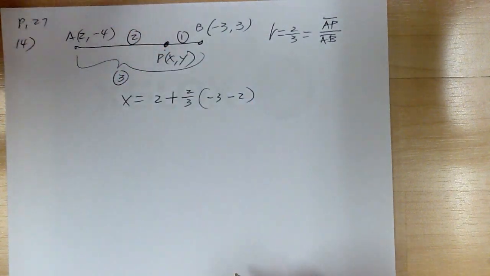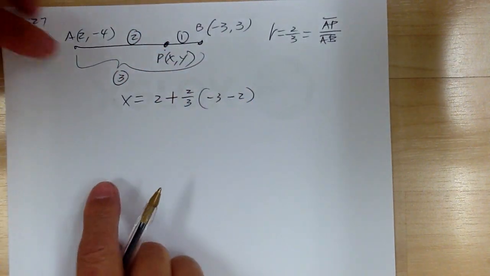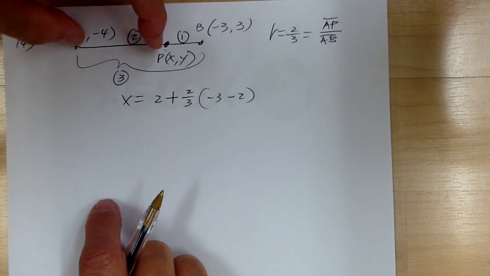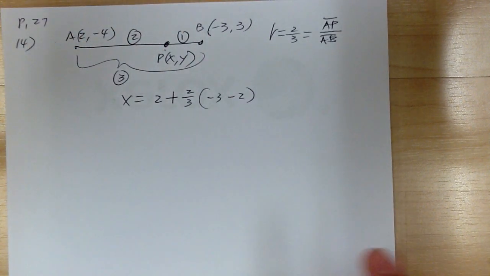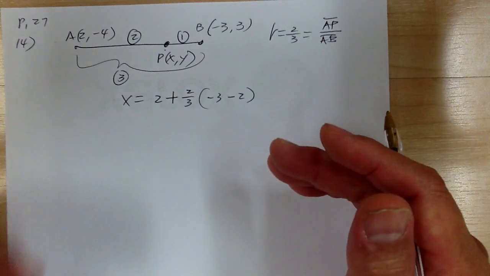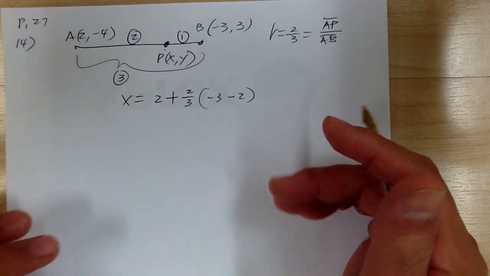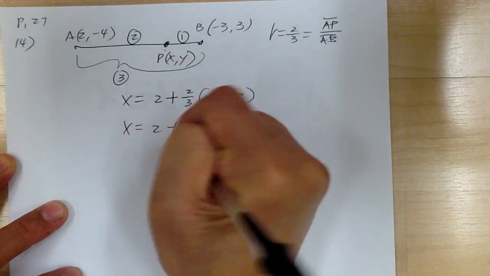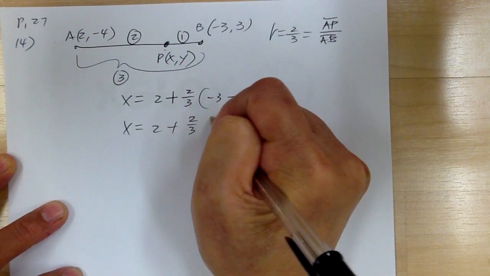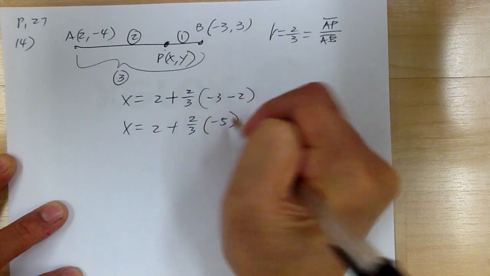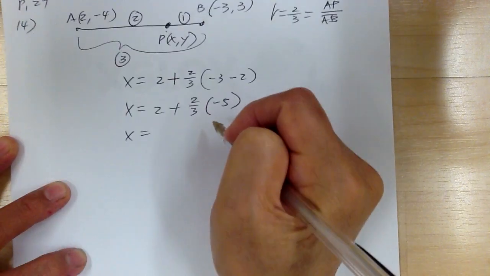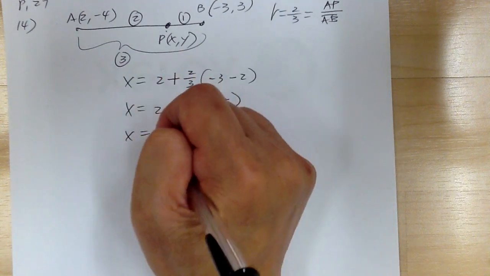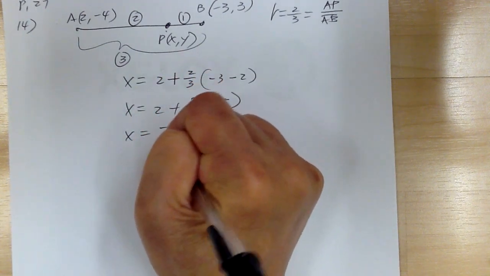So X is equal to the starting value plus 2/3 of that, which is this. That way you don't have to rely on rote memorization for the formula. You can just think it through. So X is equal to 2 plus 2/3 times -5. Work it out, and you're going to get -4 over 3.